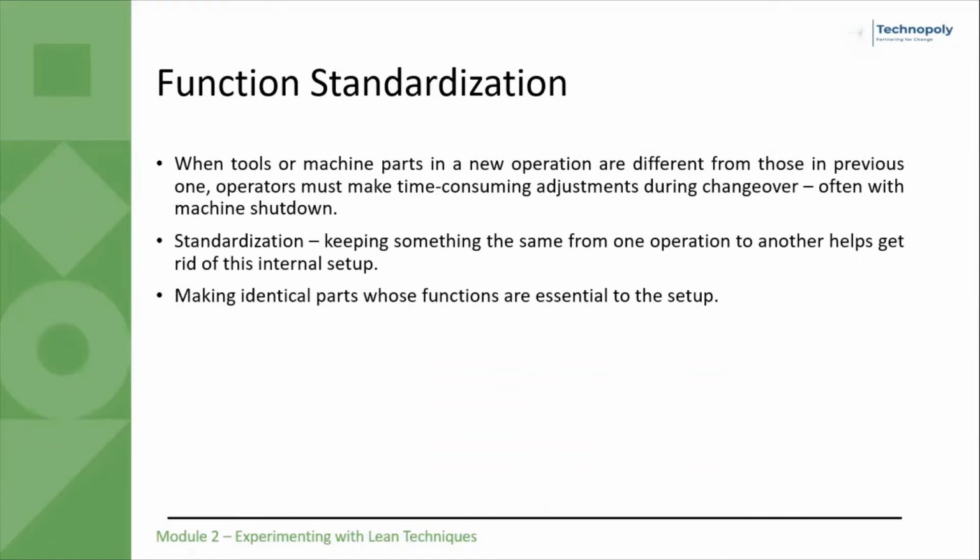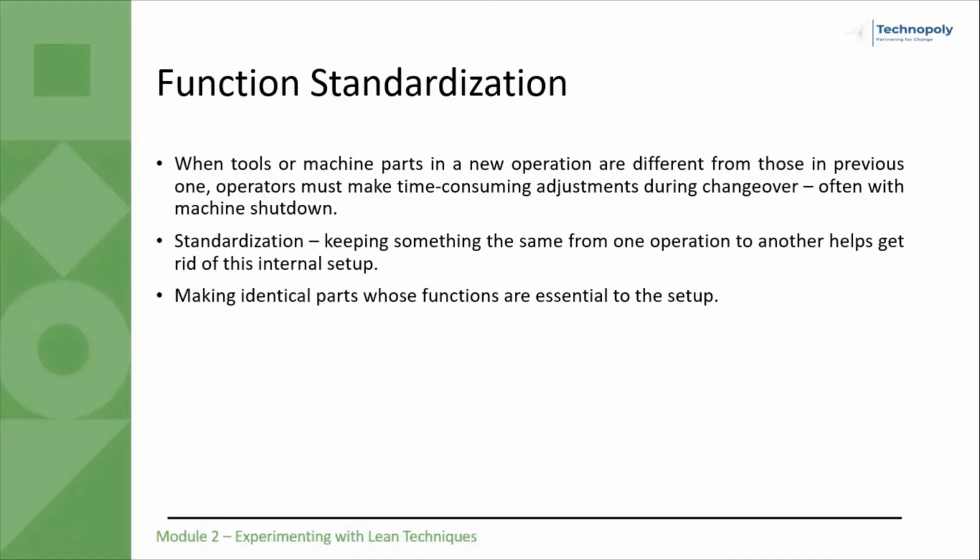The next technique is function standardization. When tools or machine parts in a new operation are different from those in the previous one, operators must make time-consuming adjustments during changeover, often with the machine shut down. When we say standardization, we keep something the same from one operation to another, and it will help us get rid of this internal setup. One example is making identical parts whose functions are essential to the setup.